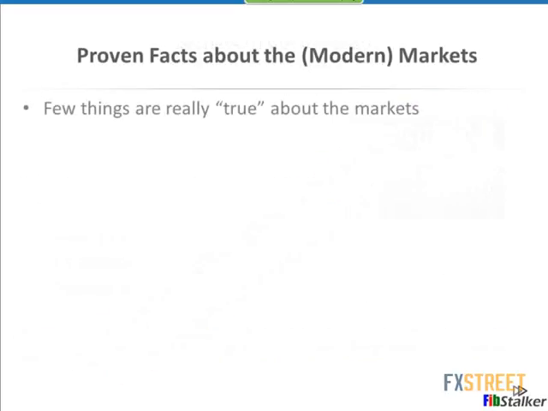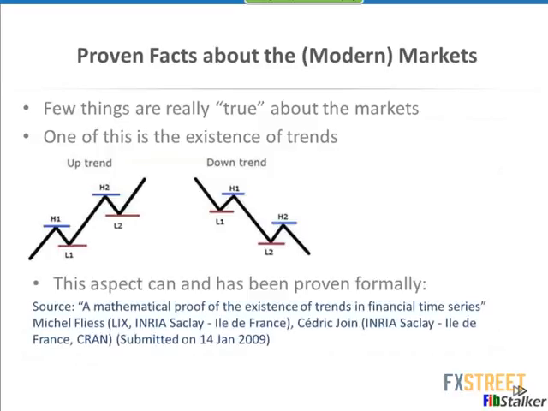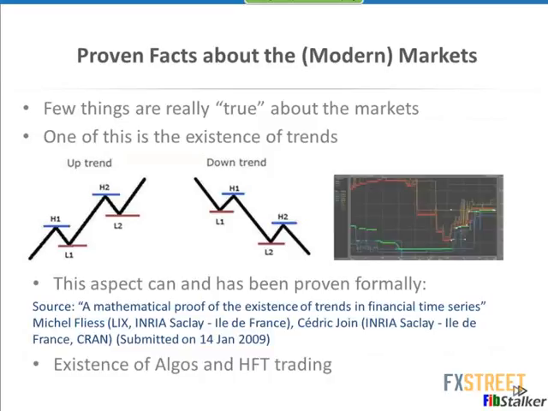So there are only a few things that are true about markets and modern markets. And one of these is definitely the existence of trends that we have to keep leveraging upon and using. And I'm not going to explain what a trend is. Of course, you know that. The nice and important thing is that now trends can be proven formally. So not only can we see them, we can spot them, but it has been proven mathematically that they exist, as well as it's proven the existence of algorithmic trading and high frequency trading.